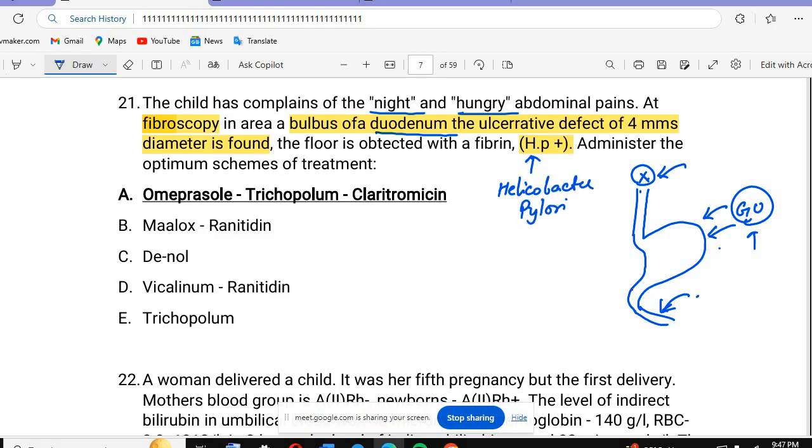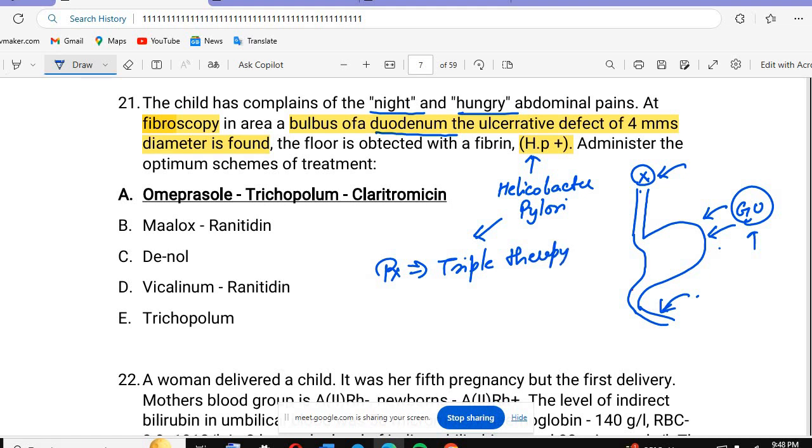So administer the optimum schemes of the treatments. So let's first do with the question, then we will go towards the Helicobacter pylori and discuss everything about the Helicobacter pylori. When we talk about the treatment of the Helicobacter pylori, we will give the triple therapy.